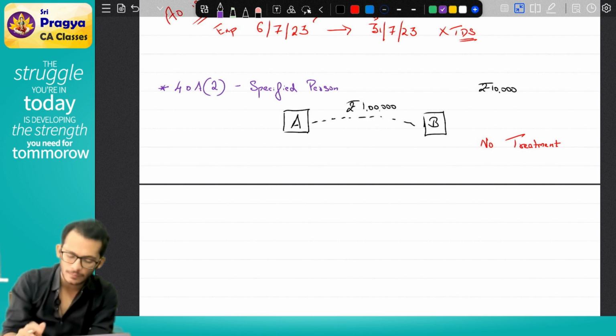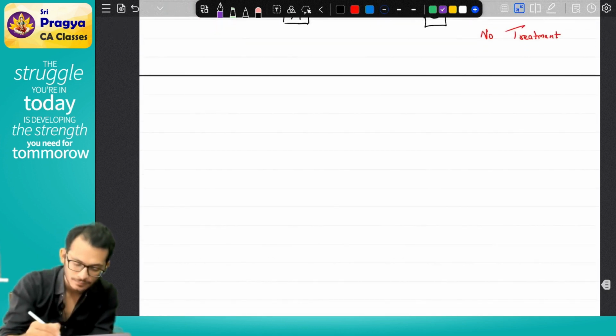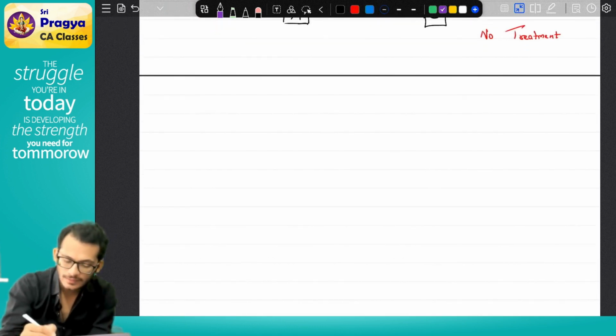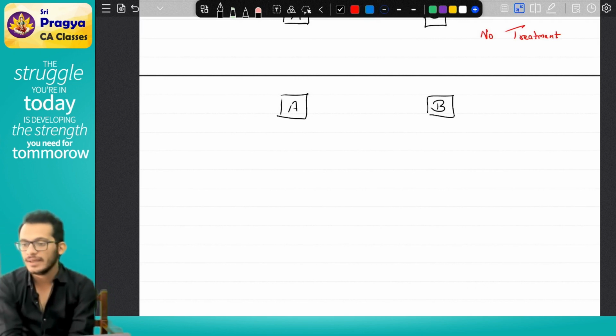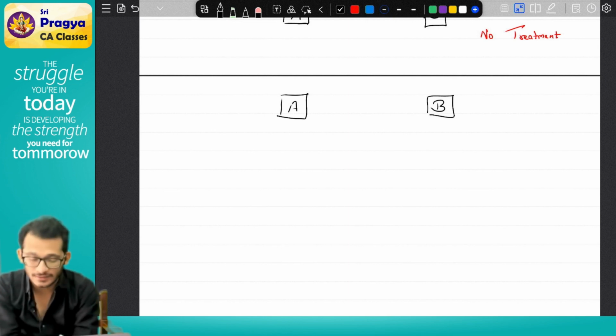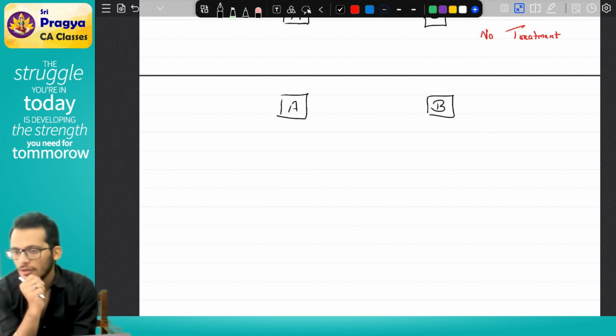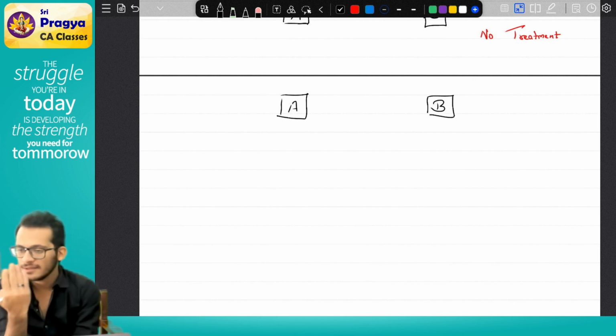Question number 2, Rahul. There is a person called A. He went to B and said, dear B, my brother, I have some stock in my hand. I want to sell this stock to you. B said, okay, give it to me.